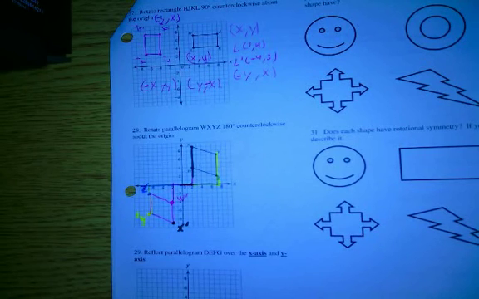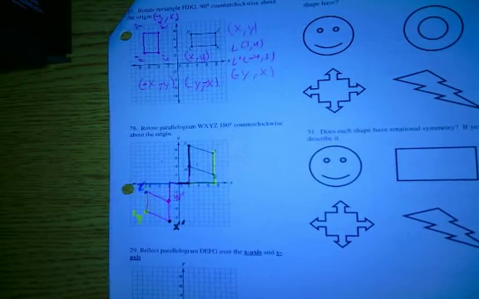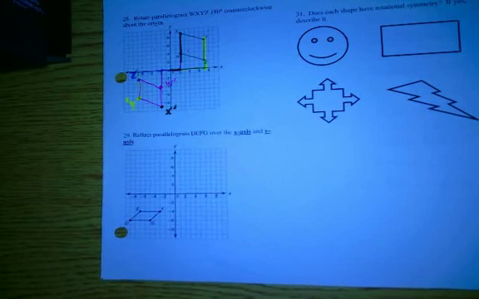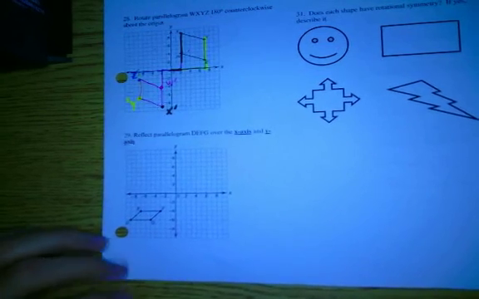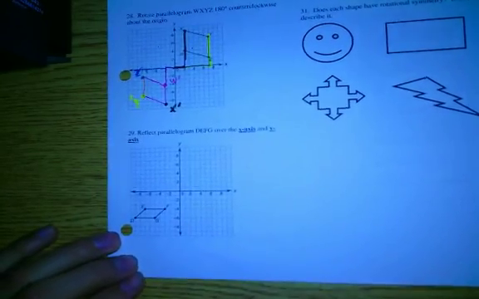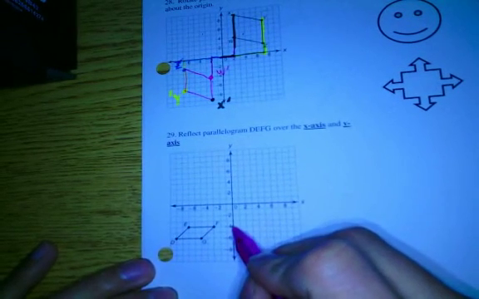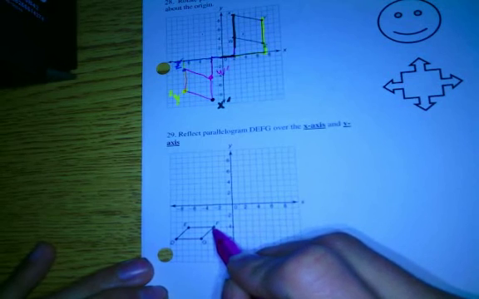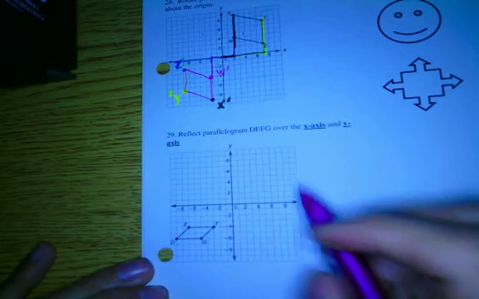Alright, 29. We're going to reflect the parallelogram DEFG over the x-axis and over the y-axis. Reflections are very easy. Here's what I suggest. For example, take a look at point F. Let me zoom in a little bit. I would start here, and I would count the number of units I'm going to the left. 1, 2, 3. So you're going to do the same thing, but go to the right. 1, 2, 3. We're going to call that F prime.